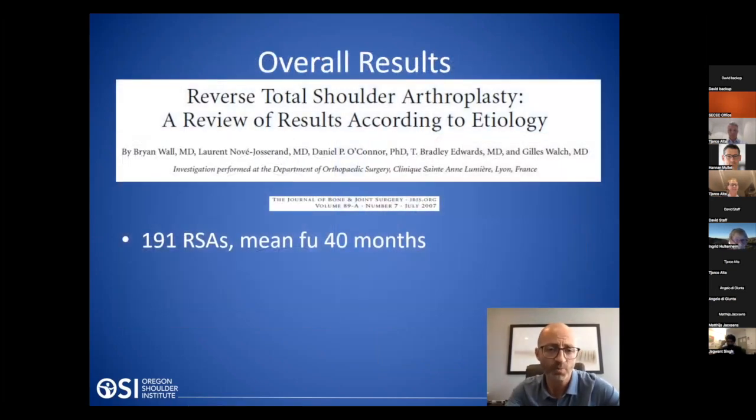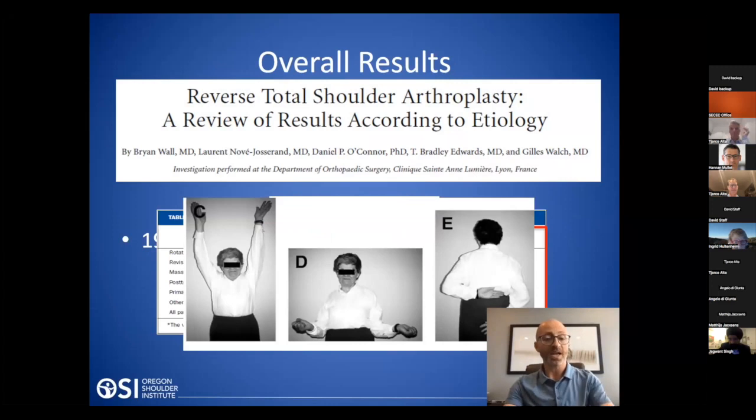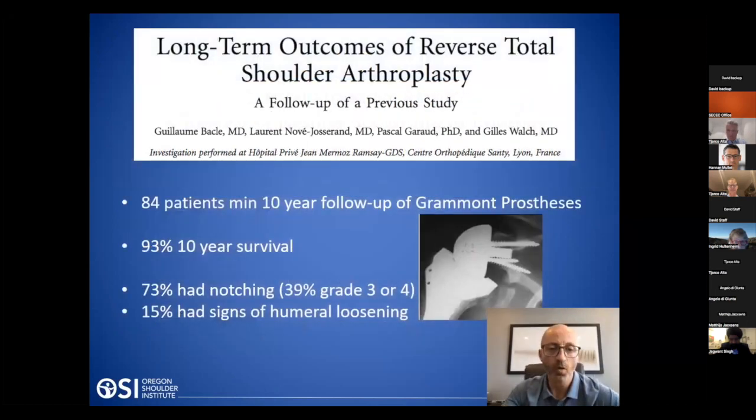The results of this were profound because it took patients who could not raise their arm to suddenly be able to raise their arm overhead. But the problem with this type of design was that it lacked internal and external rotation. So your classic patient could get up overhead, but they could not get behind their back or out to the side very effectively. Moreover, when you look long-term, survival is high, but the vast majority of patients have notching. Many also have humeral loosening, and we see functional outcome decline over time.